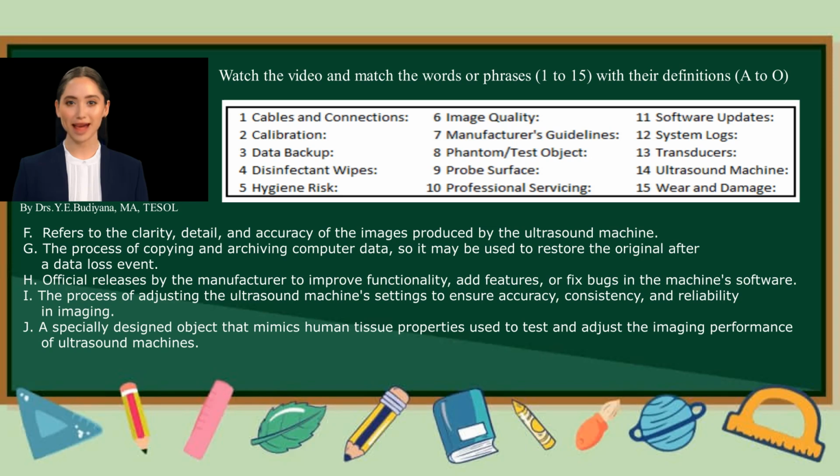I. The process of adjusting the ultrasound machine's settings to ensure accuracy, consistency, and reliability in imaging. J. A specially designed object that mimics human tissue properties used to test and adjust the imaging performance of ultrasound machines.